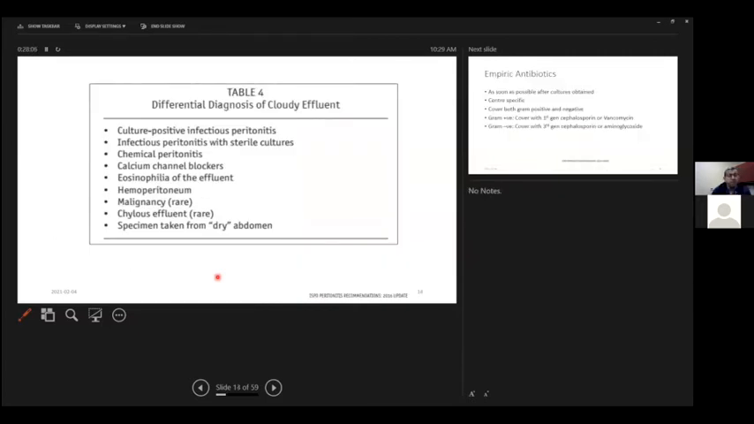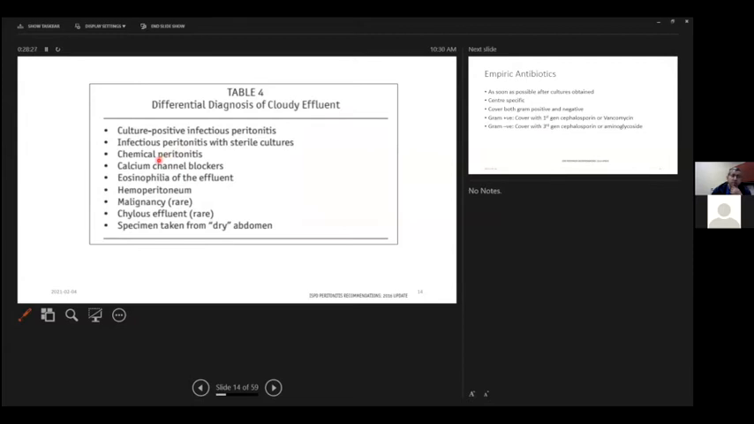If it is not PD peritonitis, what can it be? Obviously, it can be infectious, as I mentioned. It can be infectious peritonitis with sterile cultures. So it can be something which the cultures are not going to pick up, like TB, which is going to show up after some time, or sometimes a weird and wonderful organism which is not going to grow in those cultures routinely. Sometimes you do get chemical peritonitis.